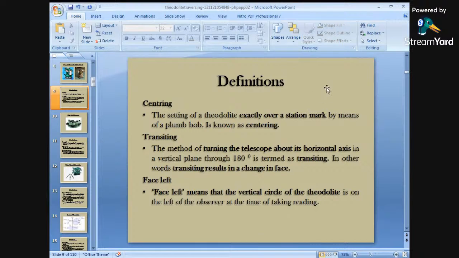So basically, what you are doing with the help of plumb bob, we are marking the station which is exactly on the ground, matching the center of your theodolite with the center of your point. It is generally done with the help of a plumb bob.